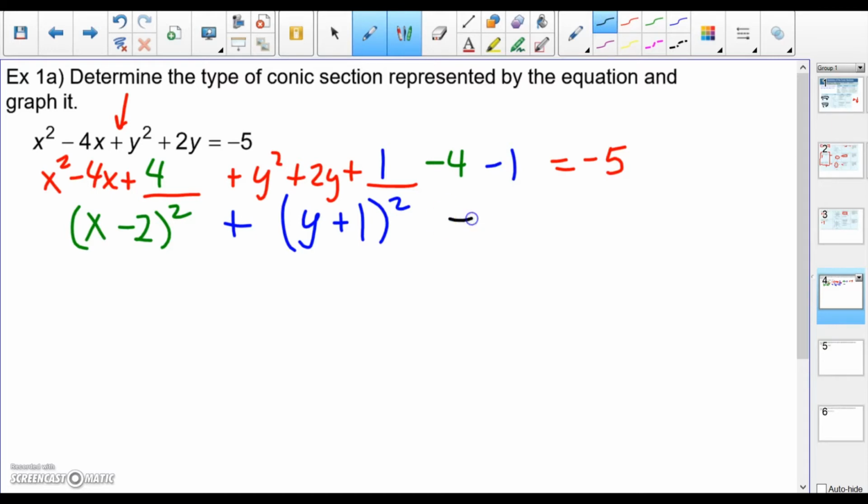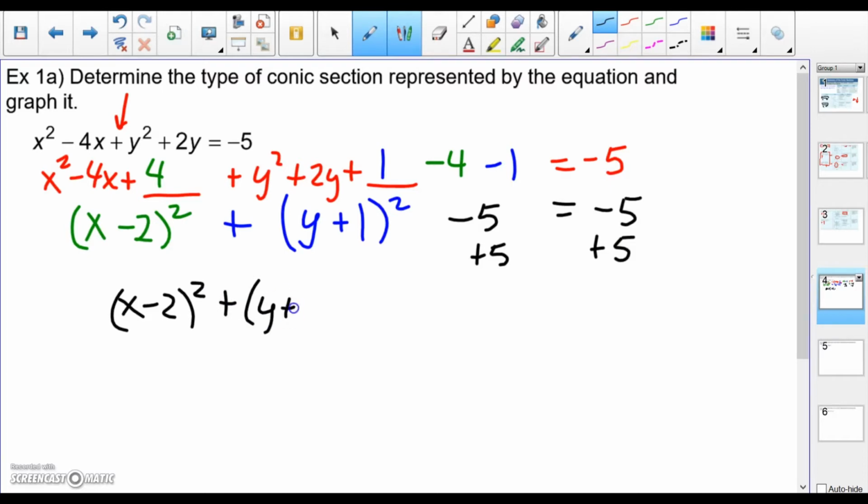Now here's where this one gets a little bit weird. Negative 4 minus 1 is negative 5. And of course you had this negative 5 over here. So we want to add that 5 over. But that makes 0. So we've got some kind of weird result here. x minus 2 squared plus y plus 1 squared equals 0.